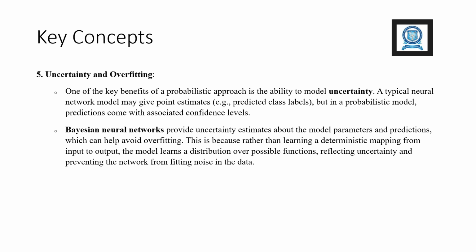Uncertainty and overfitting. One of the key benefits of a probabilistic approach is the ability to model uncertainty. A typical neural network model may give point estimates, but in a probabilistic model, predictions come with associated confidence levels. Bayesian neural networks provide uncertainty estimates about the model parameters and predictions, which can help avoid overfitting. This is because rather than learning a deterministic mapping from input to output, the model learns a distribution over possible functions, reflecting uncertainty and preventing the network from fitting noise in the data.